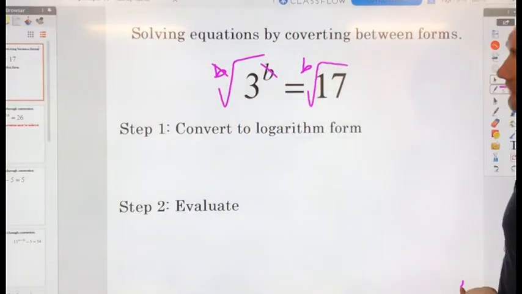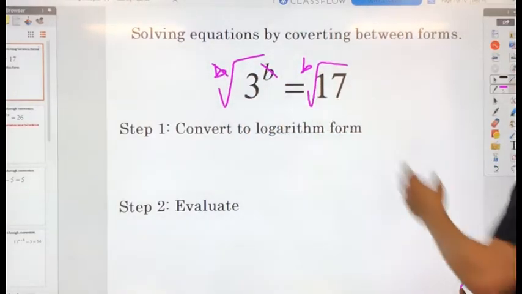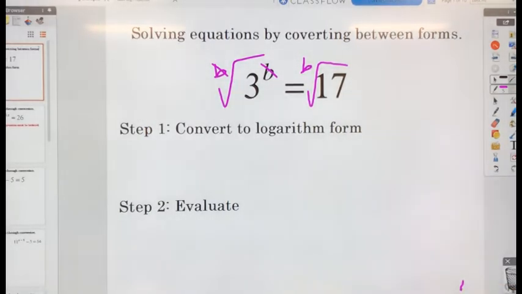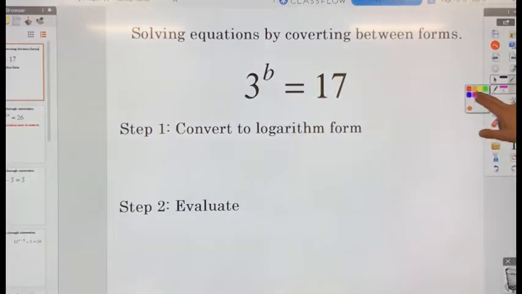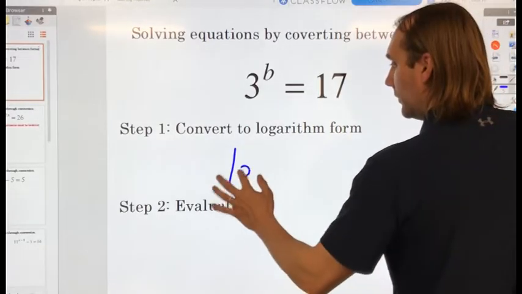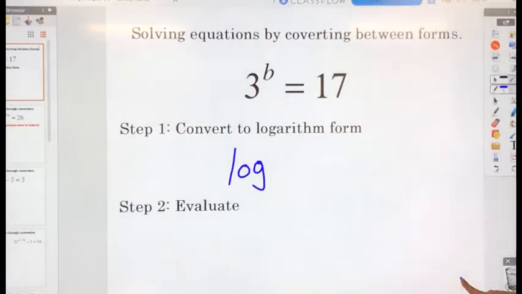Well, that helps me cancel out that exponent and gives me a 3. I'm stuck with this b root of 17. Not so helpful. So another strategy is to convert this exponent into its log form. So let's go ahead and do that and see what we get. So log, what's my base? 3.